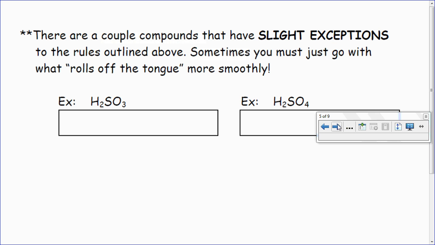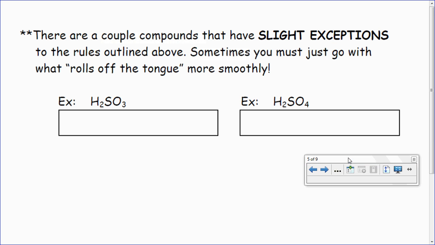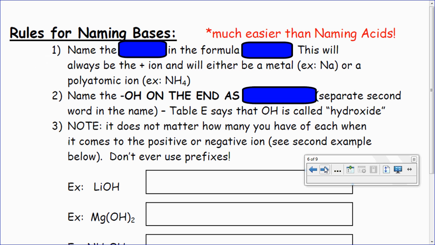Moving on. A couple compounds that have slight exceptions to the rules outlined above. Sometimes you must just go with what rolls off the tongue more smoothly. H2SO3, sulfuric. No, that's sulfurous acid. Sulfurous acid. And H2SO4 is sulfuric acid. Again, all these listed in our reference.